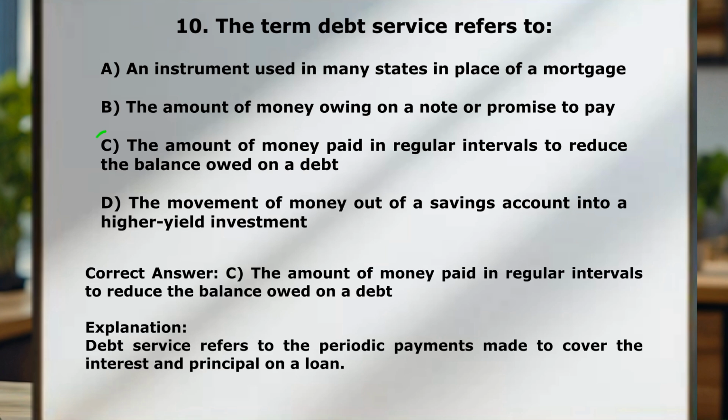Correct answer here is C, the amount of money paid in regular intervals to reduce the balance owed on a debt. So if you just understand the term debt service, all debt service are the periodic payments made to cover the interest and principal on a loan. So it's a simple definition one. When you are studying, I highly recommend you go through the definitions and the important terms and you just know what those mean, because you'll get questions just like this. And if you know what these words mean, those are free, easy points.